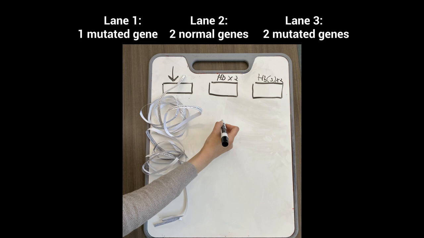So this is what your whiteboard should look like: 3 bands in lane 1, and then you can draw what the band pattern will look like in lanes 2 and 3.